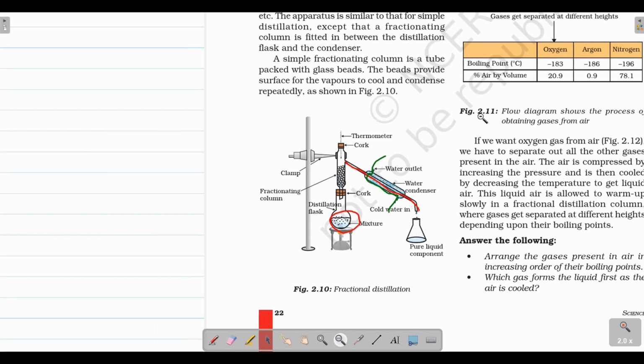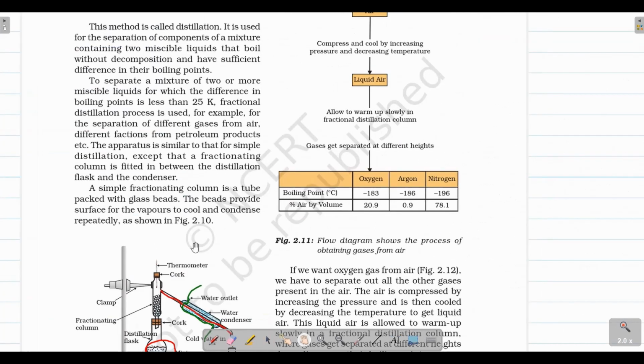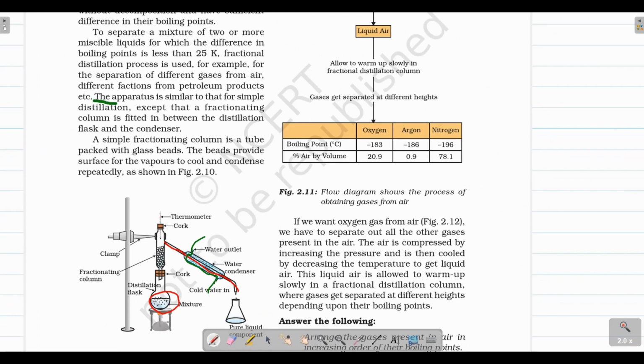Let's see the explanation given in your textbook. This apparatus is similar to that of simple distillation, except that a fractionating column is fitted in between the distillation flask and the condenser. Only that is a difference. Okay. What is the purpose of these beads provided in this fractionating tube? The purpose is to provide a surface for vapors to cool and condense repeatedly. So this is all about fractional distillation.